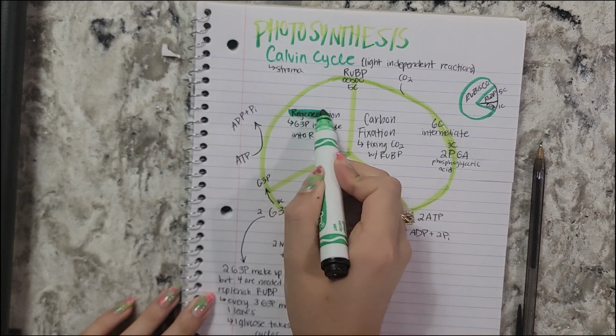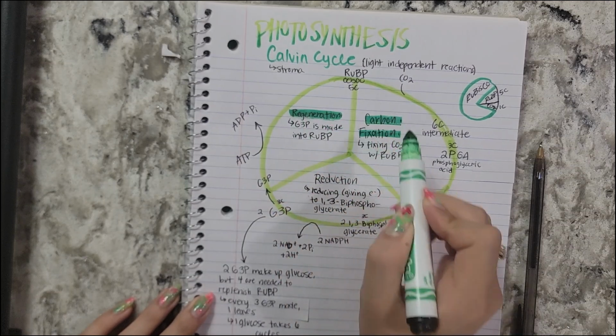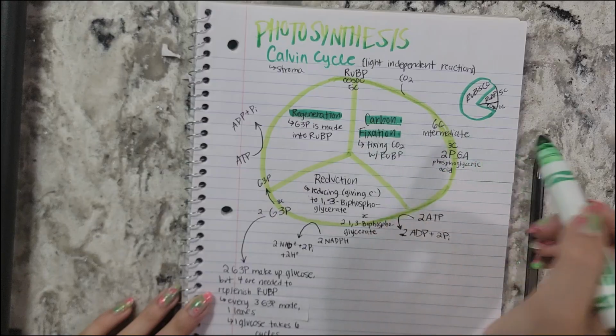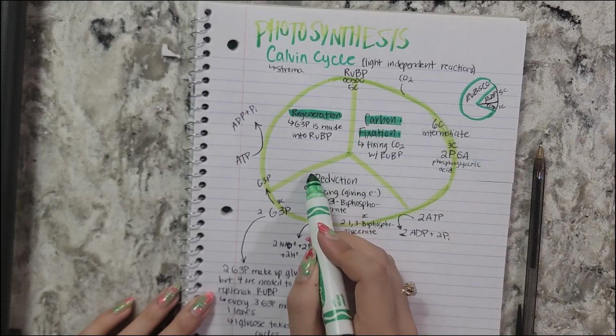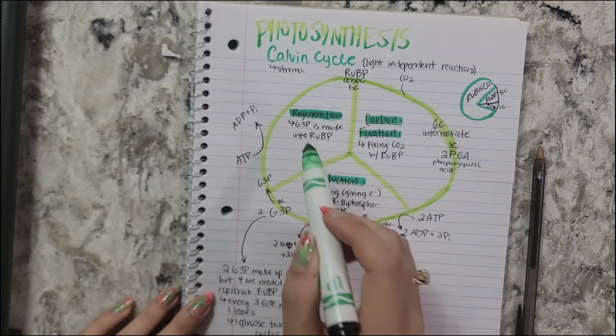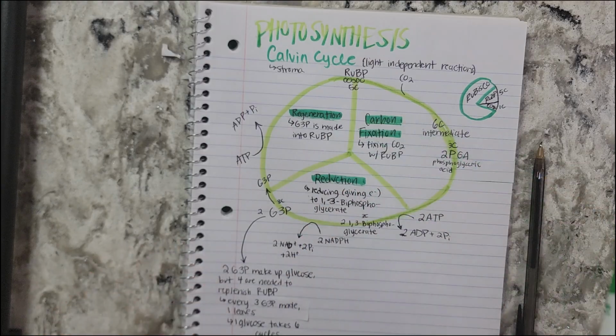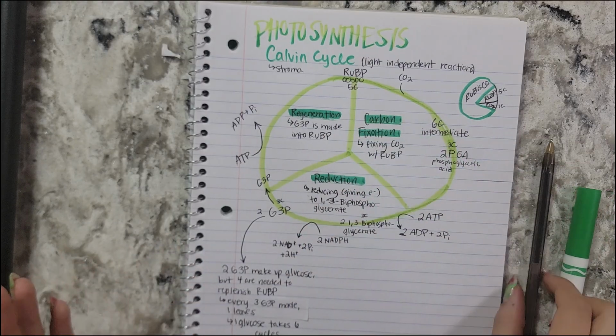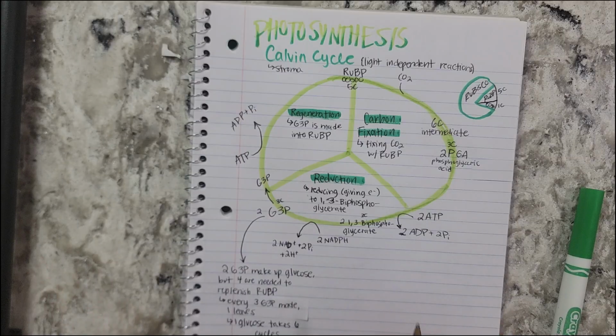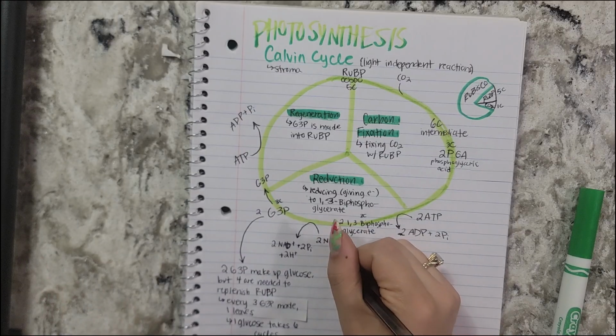Okay, so these are our different stages. We have carbon fixation, the first stage, where we're fixing carbon, reduction, where we are reducing, and then regeneration, where we're regenerating rubip. All right, so that is the basics of the Calvin cycle, but I do really quickly want to talk about something called photorespiration.